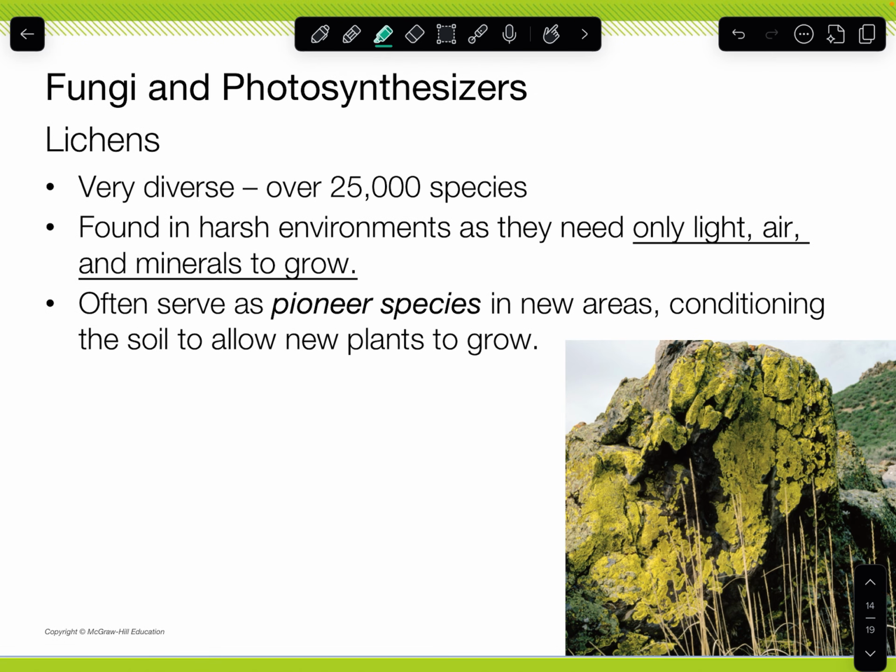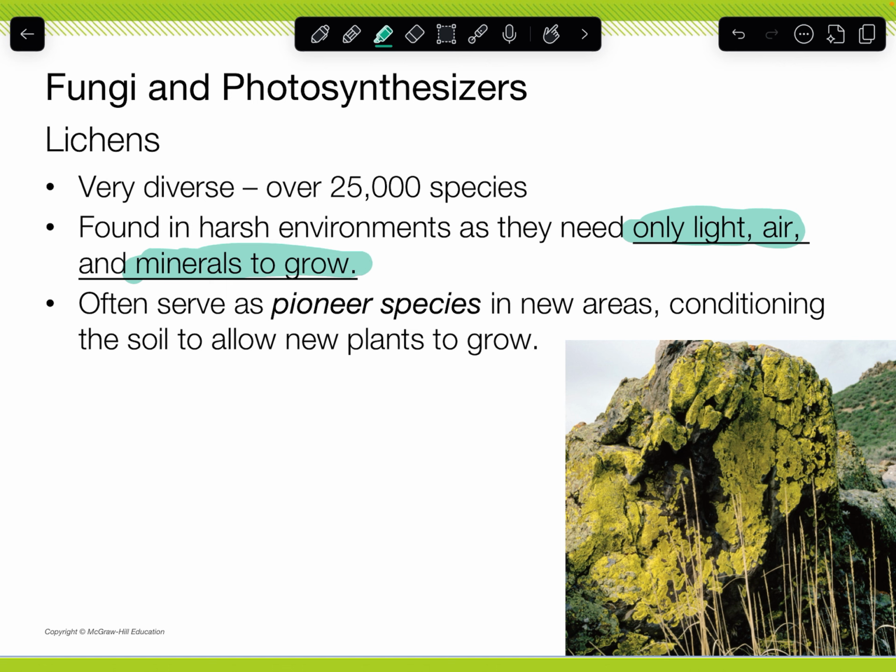Now, there are a ton of different things that can be considered lichens. There are over 25,000 different species that we consider lichens. But the interesting thing is that lichens are typically found only in very harsh environments, because they only need light, air, and minerals to grow.